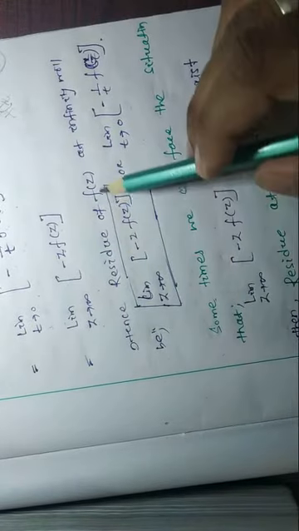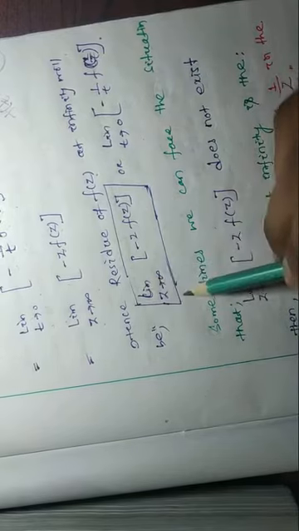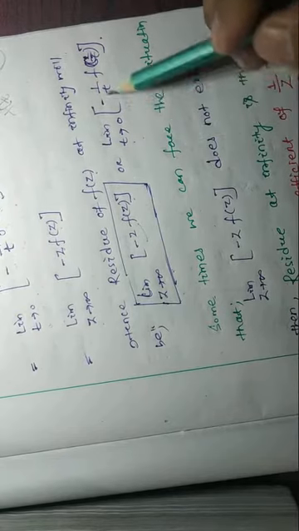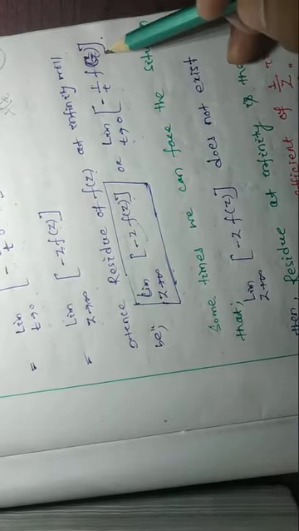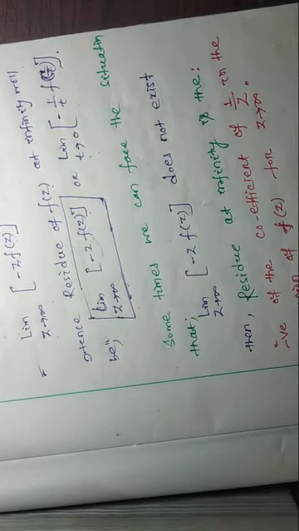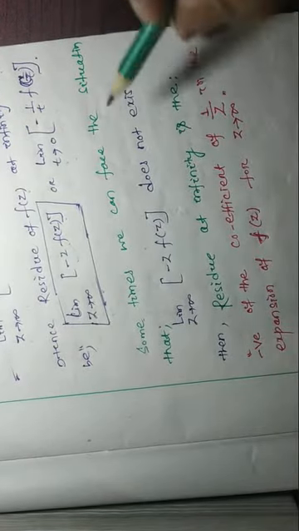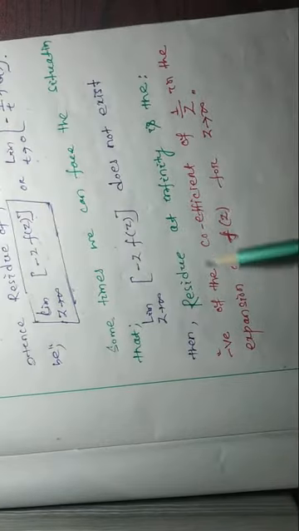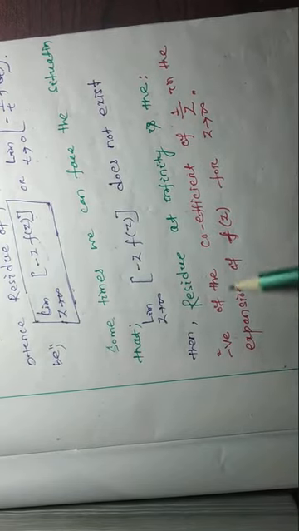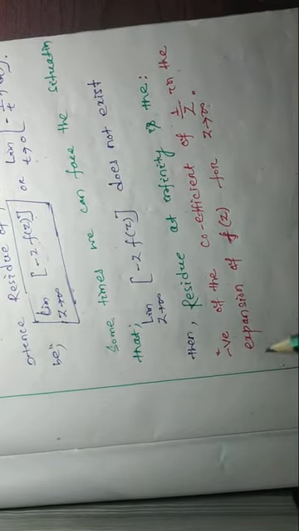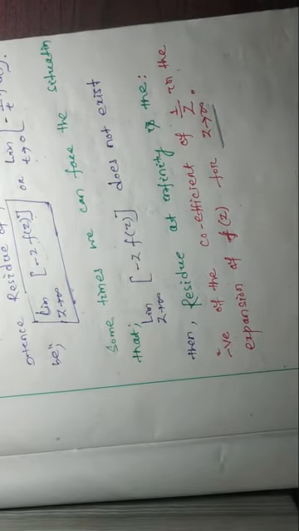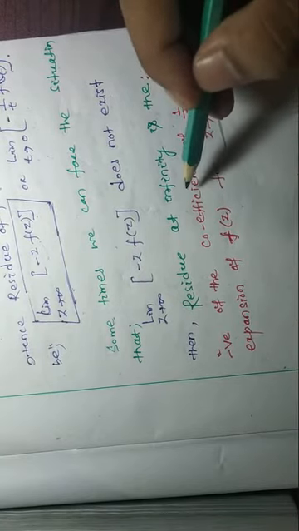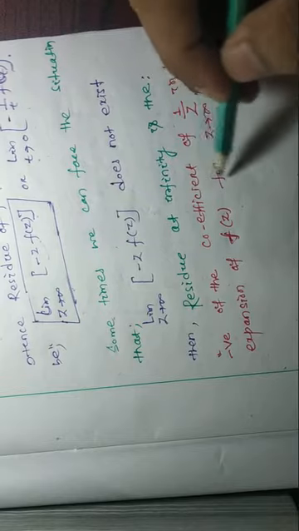So hence the residue of f(z) at infinity will be limit z tends to infinity of minus z f(z), or limit t tends to 0 of minus 1 by t, f of 1 by t. Sometimes we can face the situation that this limit does not exist. For that case, the residue at infinity is the negative of the coefficient of 1 by z in the expansion of f(z) for z tends to infinity. You can understand these things better when you do one or two problems. So let us move to the problems.